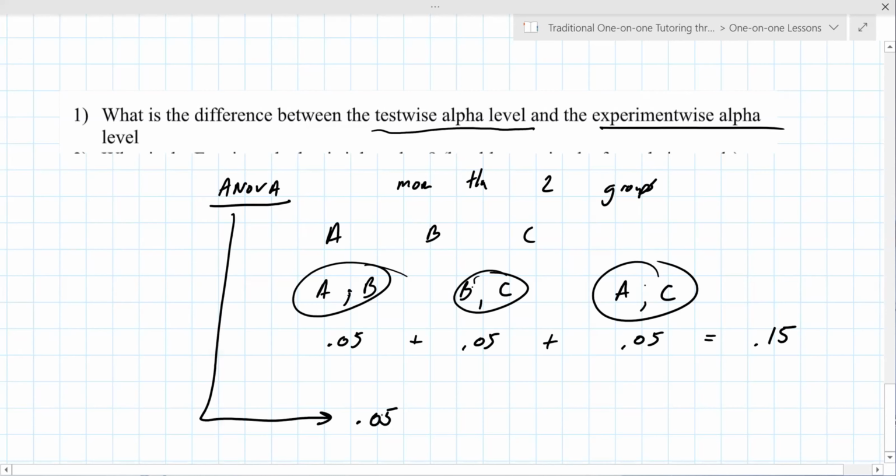ANOVA is always 0.05? No, it could be anything. It could be 0.01, it could be 0.1. But an ANOVA is comparing more than two groups. And if you didn't have an ANOVA, you would have to compare each group to each other, you know, A with B, B with C, A with C. You have to compare the groups, and the alpha levels start adding up for that. But the ANOVA cuts through that, and it just uses the alpha level that you're given.